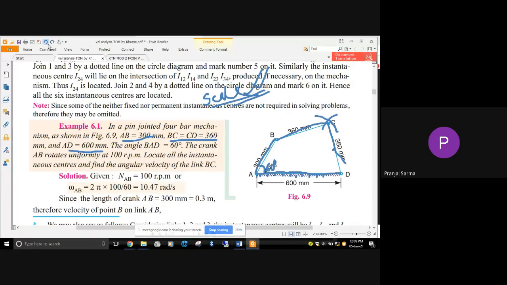So up to this much, drawing the configuration diagram, I hope it's clear, right? Let me know.